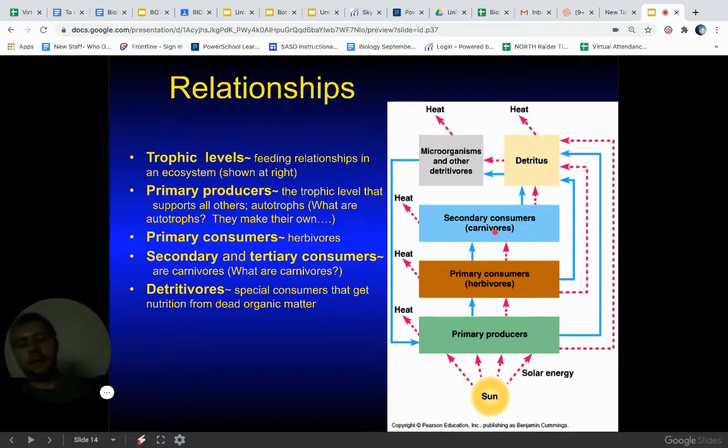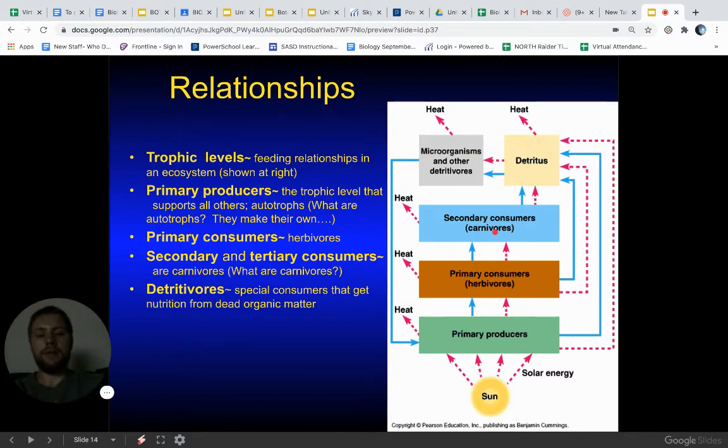But what eats the secondary consumers? What eats the stuff at the top of the food chain? Really nothing until they die. And once they die, it is the detritivores, the ones that break down dead organic matter. They consume small bits of dead organisms. But don't confuse these with decomposers.